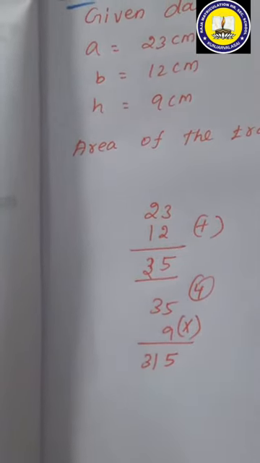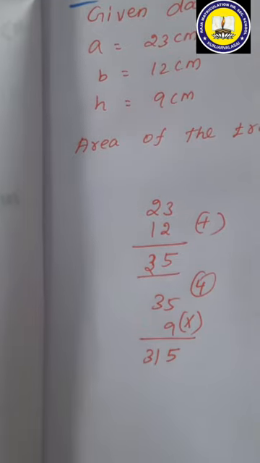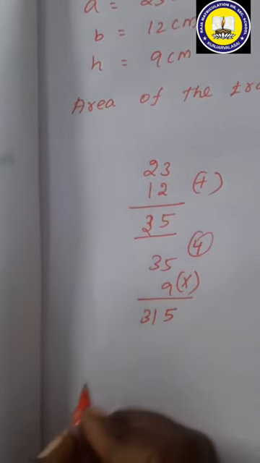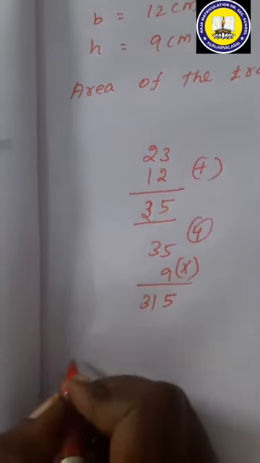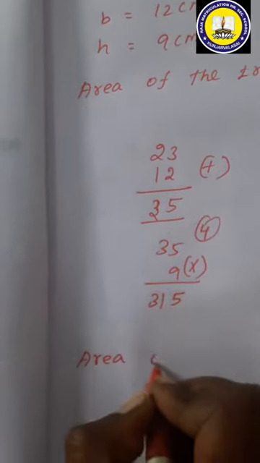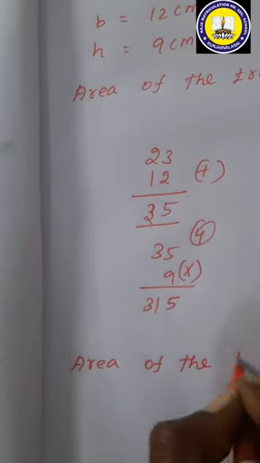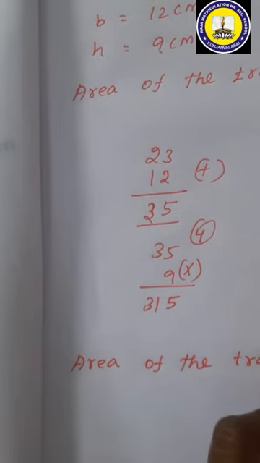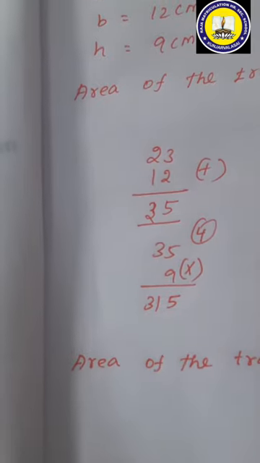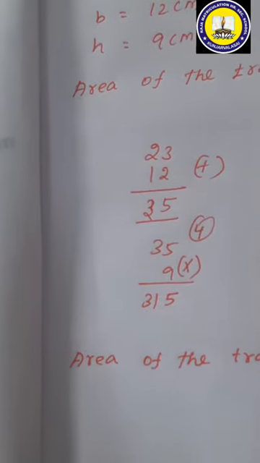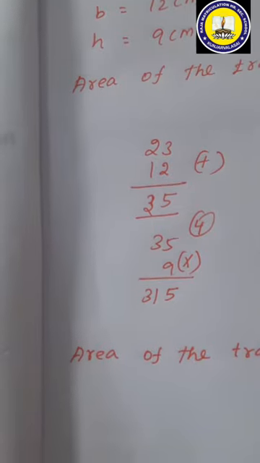Here centimeter, here also centimeter. So centimeter square. Finally, we write the answer: area of the trapezium is equal to 157.5 centimeter square.